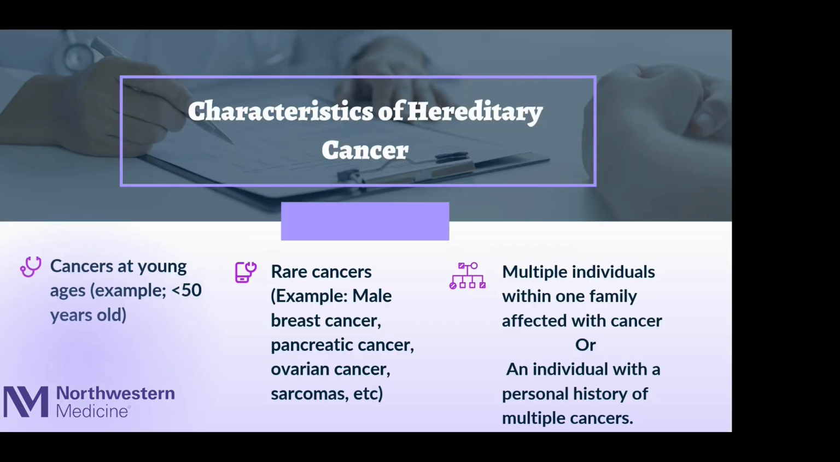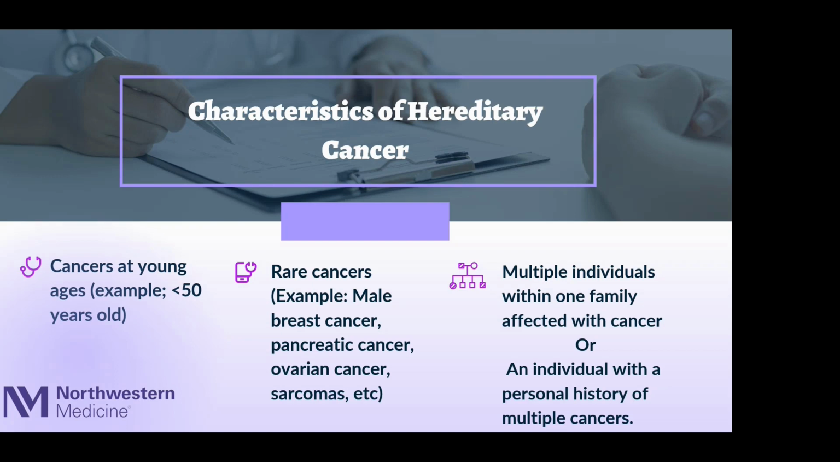Before we jump into that, I just want to review some of the characteristics of hereditary cancer, or some of the red flags that we're typically looking for in family histories or even personal histories. So, some of these general features suggestive of a hereditary cancer syndrome include cancers diagnosed at unusually young ages, so typically under the age of 50. Unusual cases of more rare types of cancers like male breast cancer, pancreatic, ovarian, or even cancers that have developed in both organs of a set of paired organs. So, like both breasts, both kidneys.